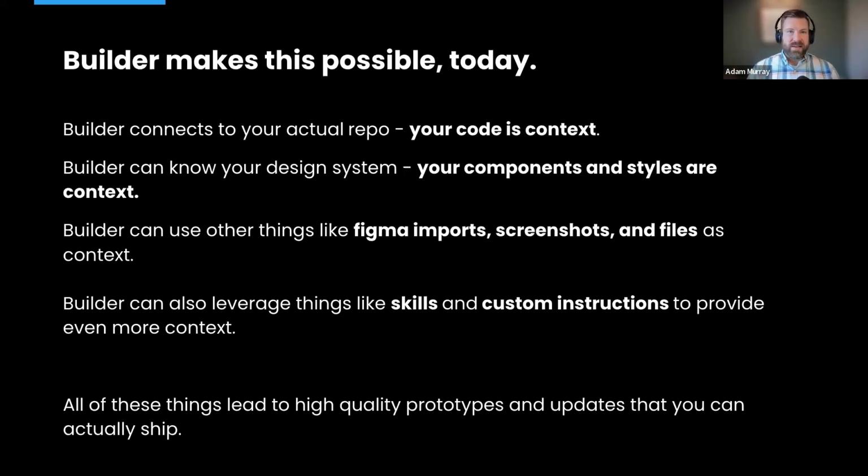So again, context in terms of AI is king. Whatever you put in is going to help the result of whatever you put out. Today, you can almost put in nothing and it still looks really good. But imagine a world that has all these levels of context, and the result that you're going to get in light of that. All these things lead to high quality prototypes. They lead to updates that you can actually ship. They lead to reduced time to market. You just get better results.